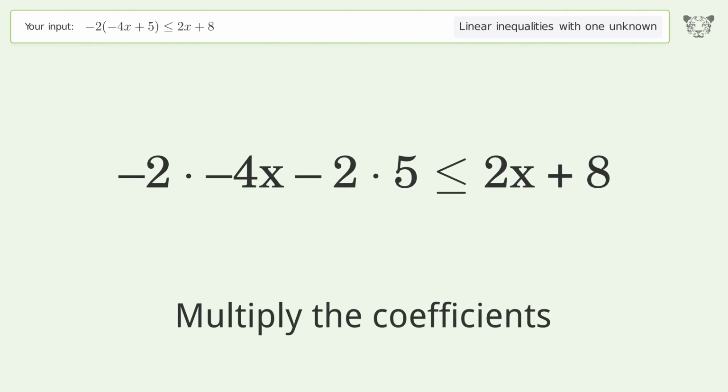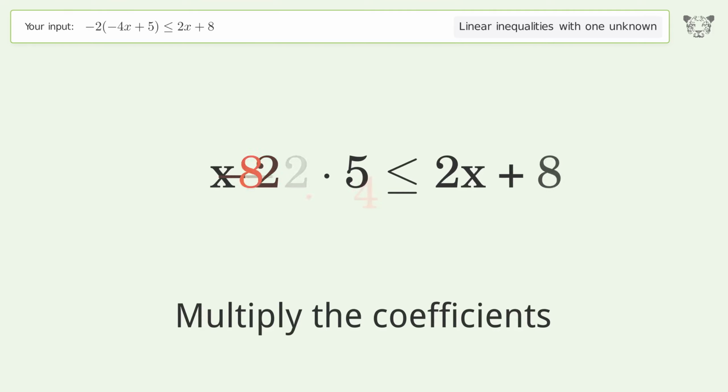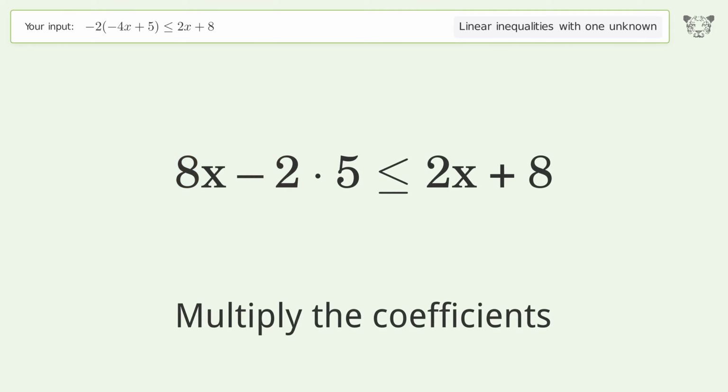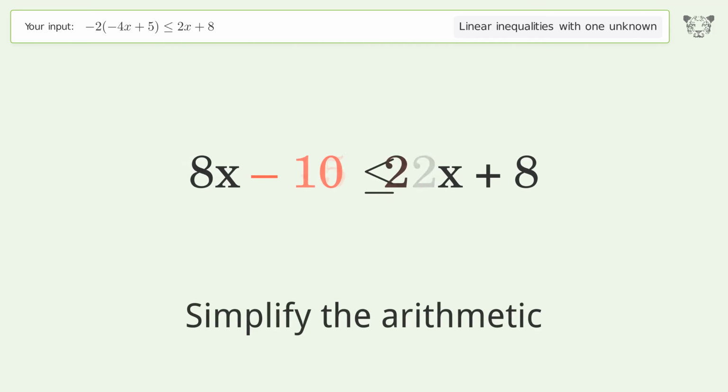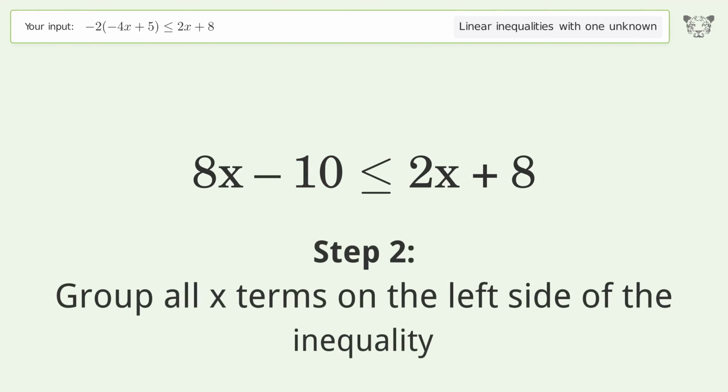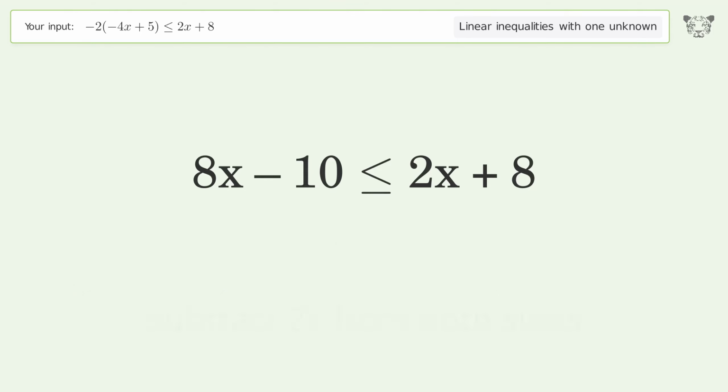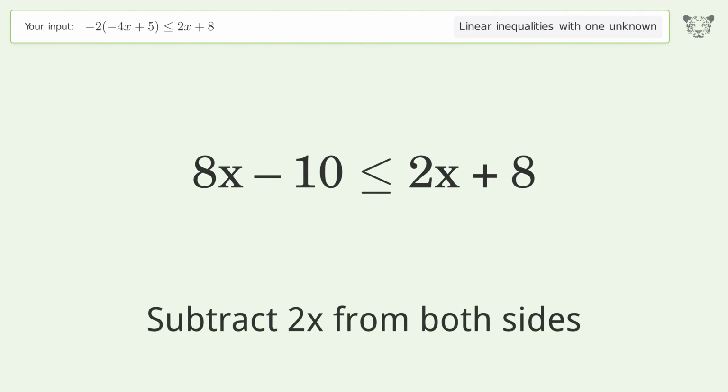Multiply the coefficients. Simplify the arithmetic. Group all x terms on the left side of the inequality. Subtract 2x from both sides.